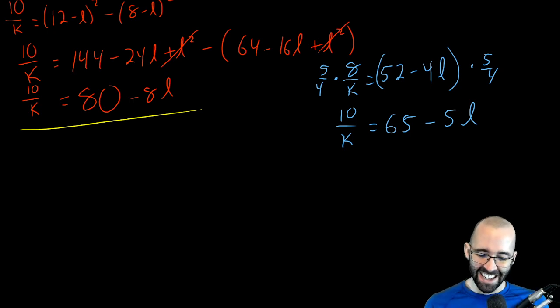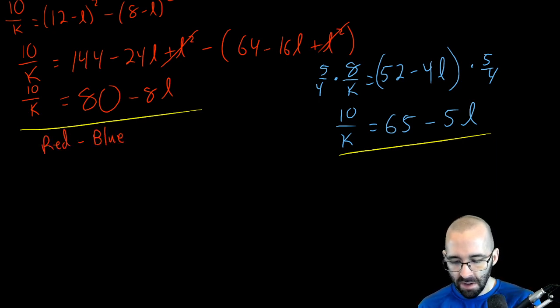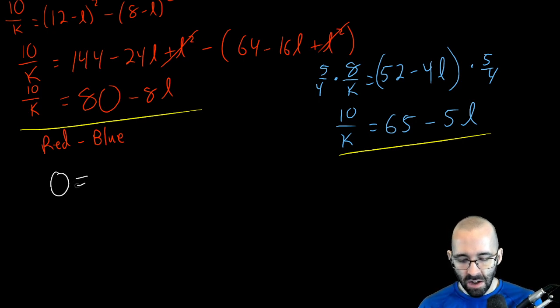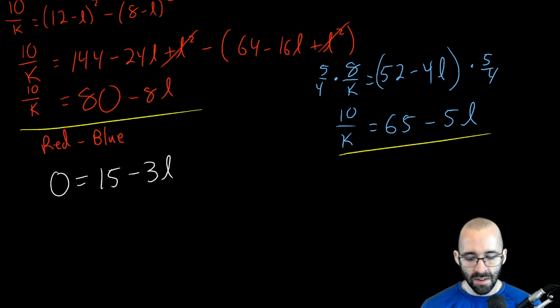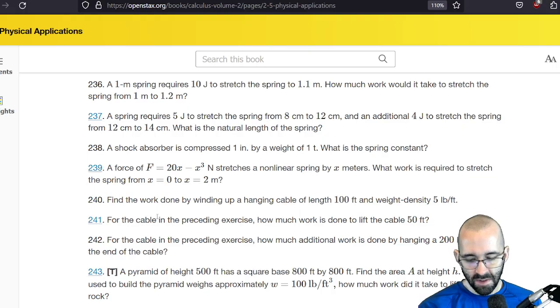I'm doing a lot of math in my head, guys. And now we can subtract these two things from each other. Let's take red minus blue. Red minus blue is going to give us 0 equals 80 minus 65 minus 8L plus 5L. This is red minus blue. Oh, we did it. 3L is 15, L is 5, and our units are centimeters. So the spring is naturally at 5 centimeters.